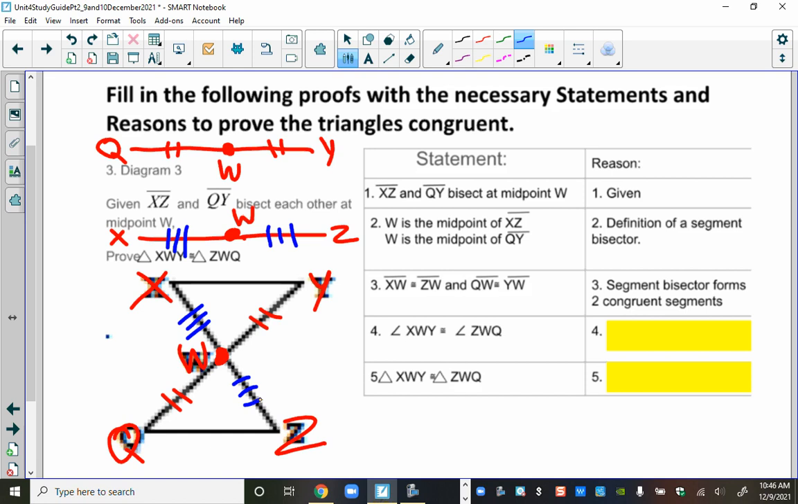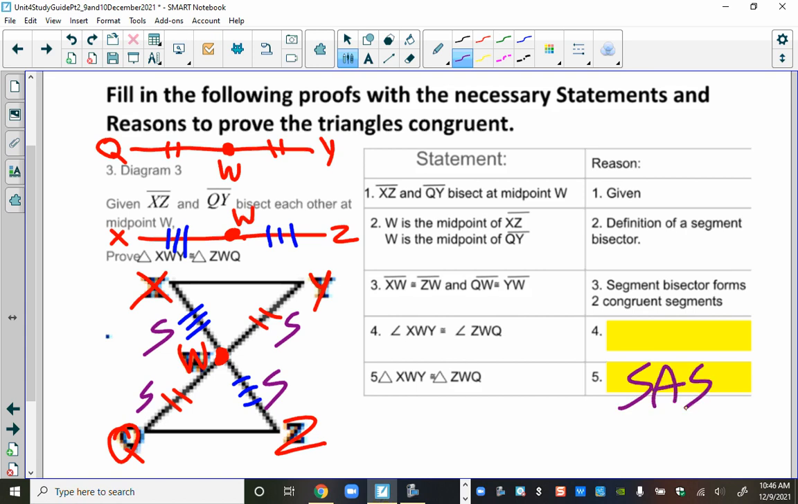All right. So far, what do we have right now? We have how many sides? We got two sides. So we have a side and a side. Now, we need to prove it's going to be an SAS in the end. Yeah, you're 100% correct. We're going to have an SAS in the end.